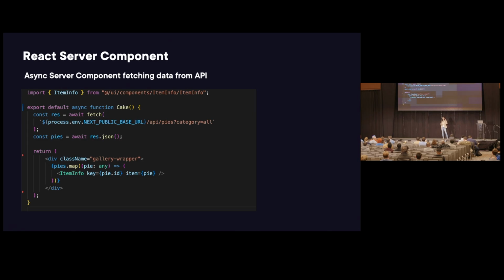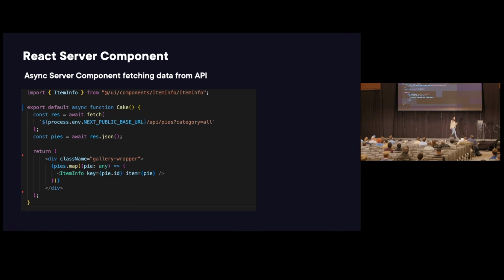Now, before the render, before the return, you see that we're actually fetching something. So within our React server component, we're now doing a fetch. The fetch is going to say, hey, get me all these pies with a category. I have a query parameter. And it's actually an async await call.